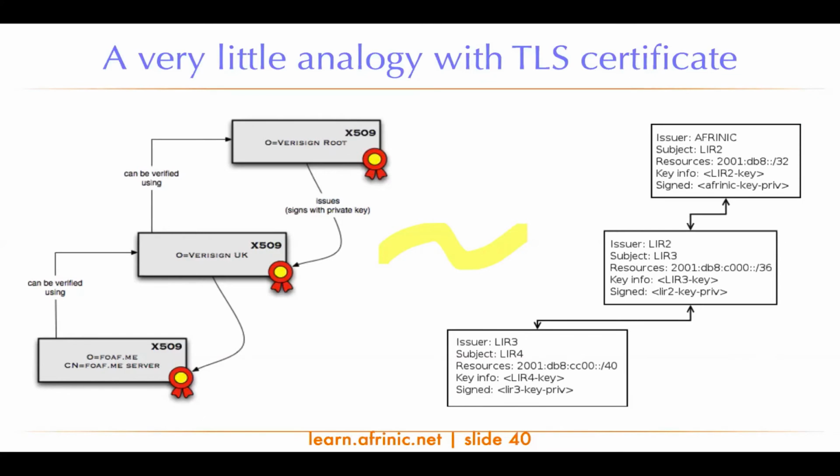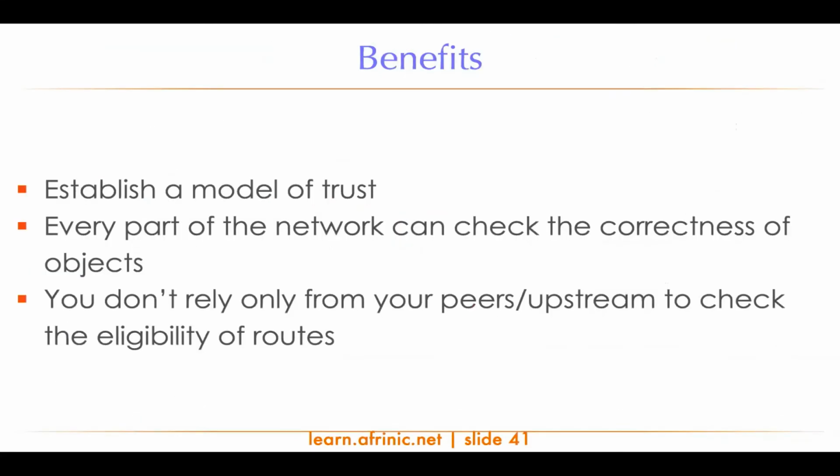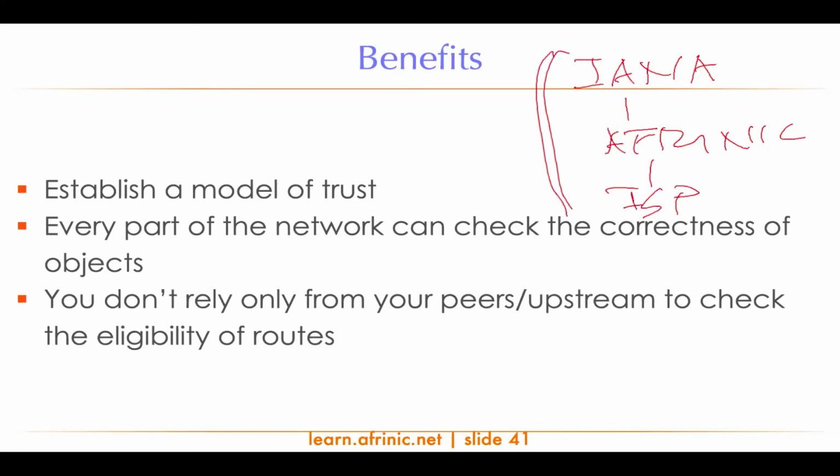So, what are the benefits of such a system? We have an established model where we have IANA at the top. We have, let's say, AFRINIC. And here we have our ISP. So there is a chain of trust between all of these. So if I see a certificate that is coming from AFRINIC, I know I can trust it. Let's say I have an entity here. If I see a certificate that is coming from my ISP, I know I can trust it.